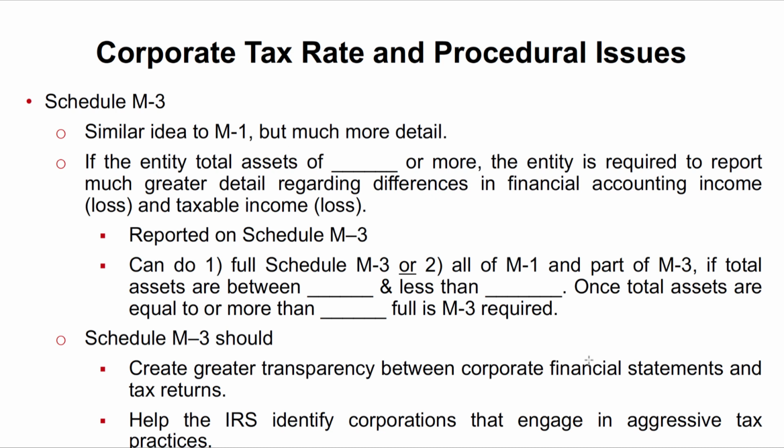Finally, the last item, and when we're done with our presentation, is the Schedule M3. So the Schedule M3 is similar to the M1, but much more detail. So here are some common examples you'll see when it comes to taxpayers. You'll see a taxpayer with an M1 and an M2, but maybe no M3. You'll see a taxpayer with all of an M1, part of an M3, and all of an M2.